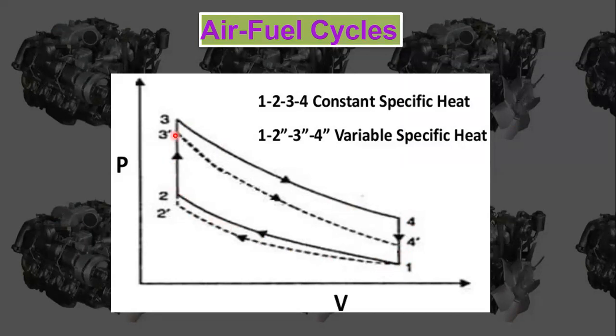Whatever the darkened line is there, that is the air standard cycle. And here it is not double dash, it is one prime only. One dash only: that is the cycle from 1 to 2 dash, 2 dash to 3 dash, 3 dash to 4 dash. That is the dotted line, which is going to be the variable specific heats. That means here, because of the change in air fuel ratio.